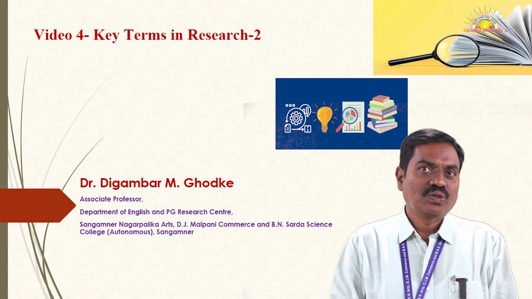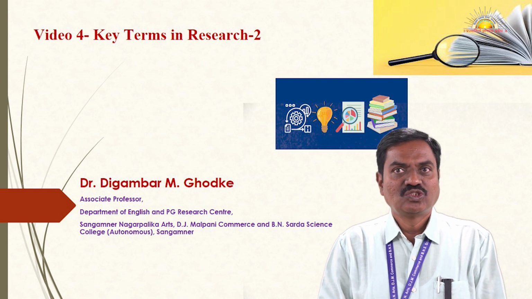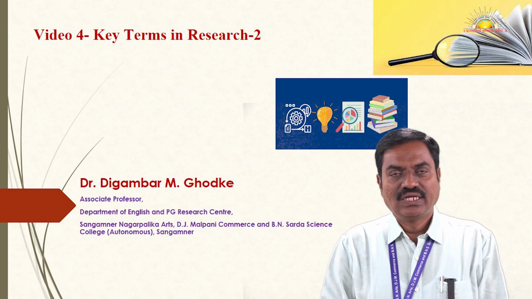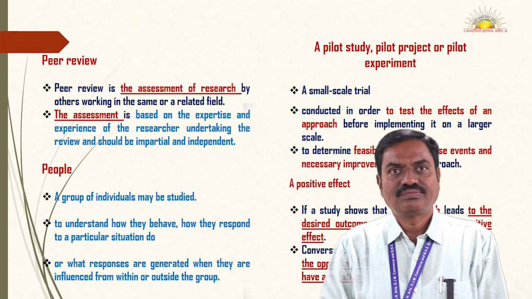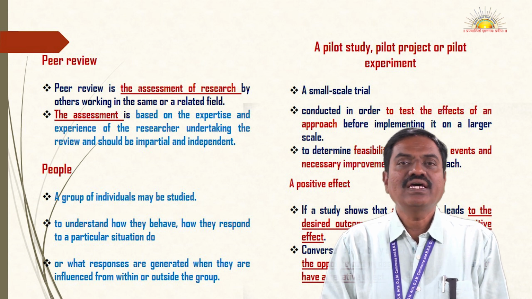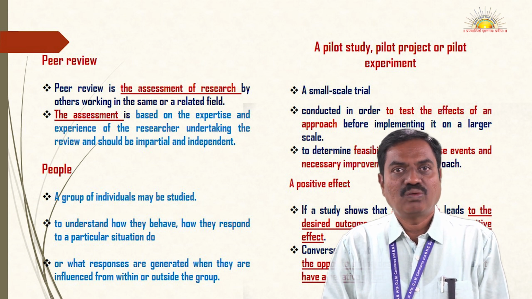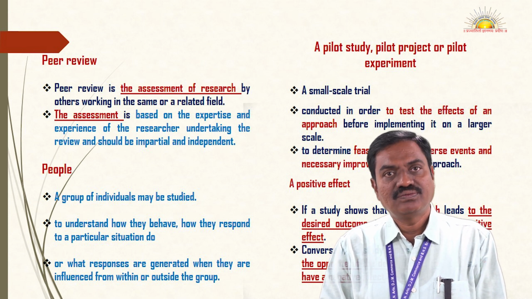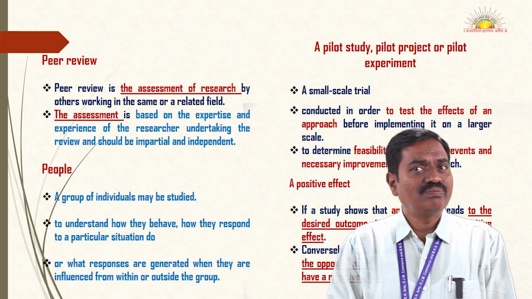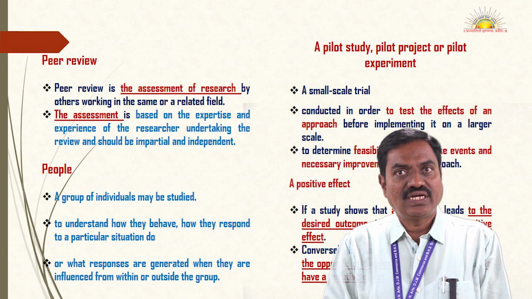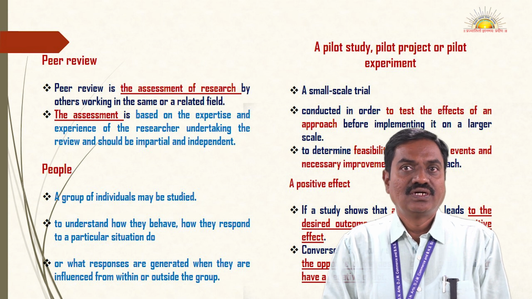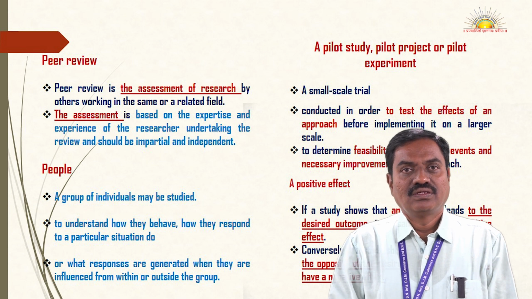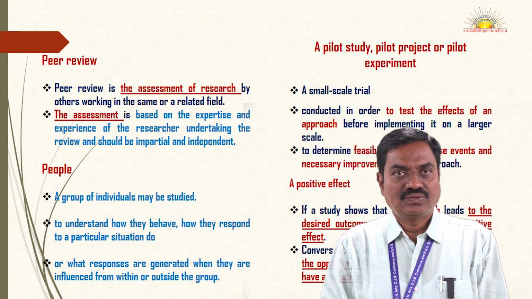In this lesson, we shall continue with our discussion on some key terms in research and research methodology. Let's begin with the first term, that is peer review. Peer review is the assessment of research by others working in the same or a related field. The assessment is based on the expertise and experience of the researcher undertaking the review and should be impartial and independent.